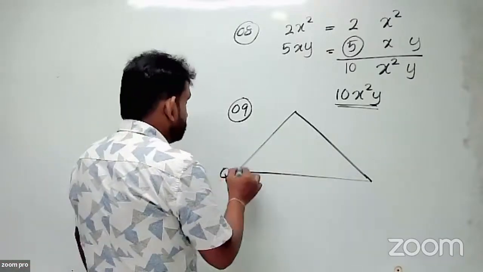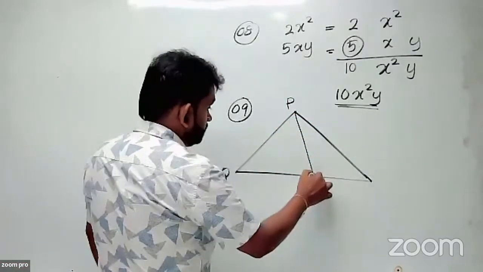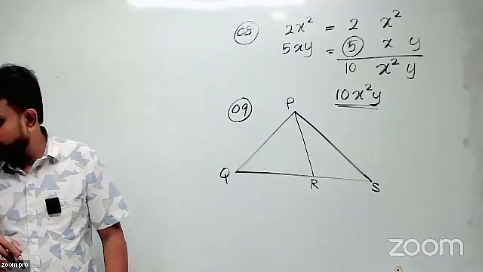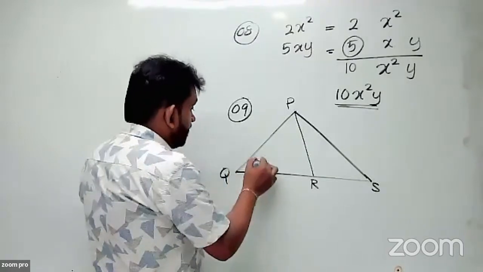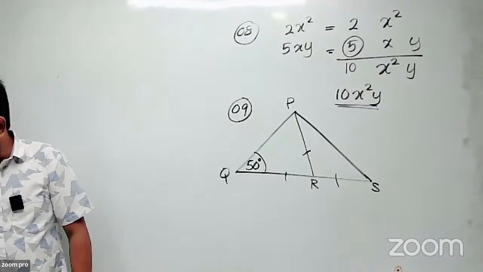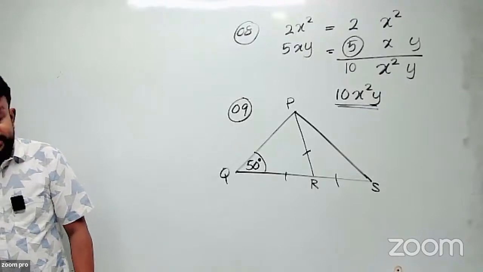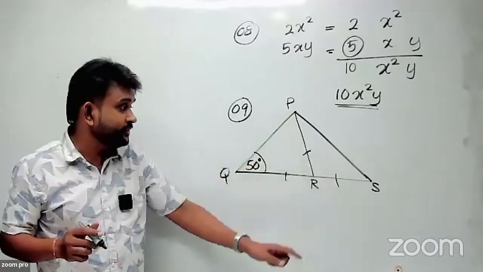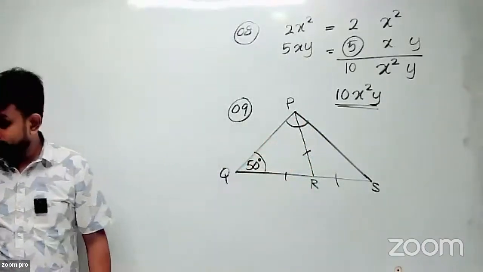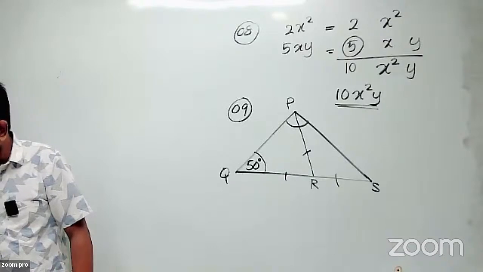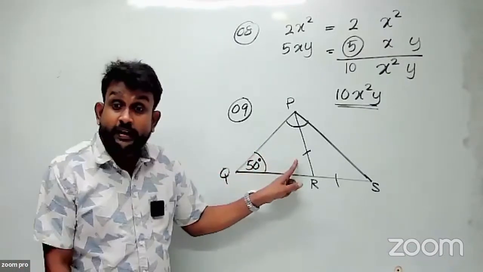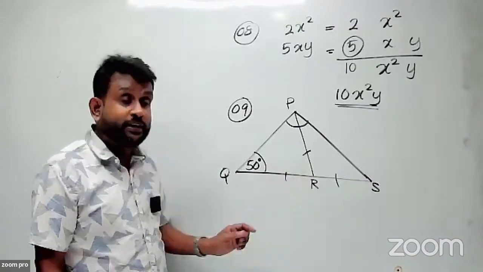QPRS. QP and RS, and here we have 50, and these angles are equal. So what they are asking is angle QPS, this whole angle. Once you see that two sides are equal, then what happens?